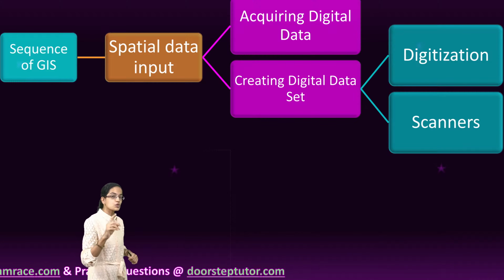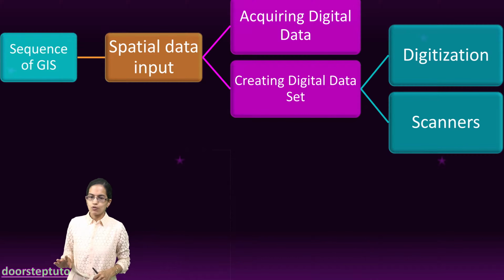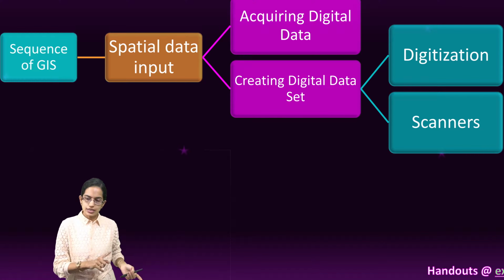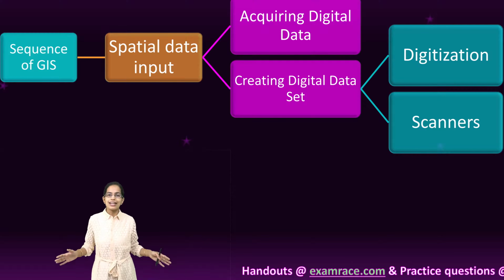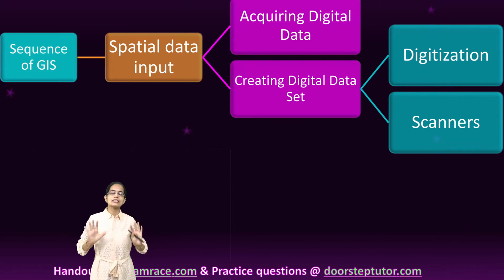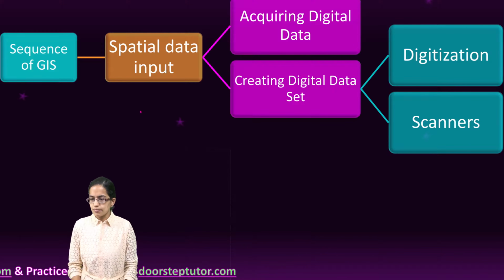But when it comes to spatial data, first of all, we need to acquire it in the digital format, or if it is not in the digital format, we need to create a digital data set for it. So if I have a physical map of a place, I'll have to scan it, upload it and then digitize it. Once it is digitized, digitization means, let's say this is the map that I have.